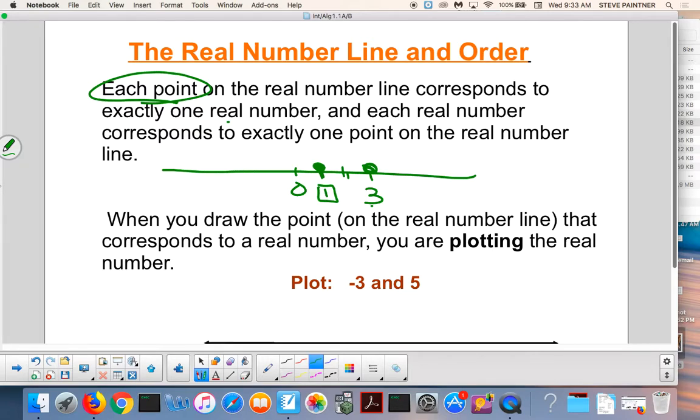Now, when you draw the point on a real number line that corresponds to a real number, you are doing what? Plotting. Your book's going to say plot the point. Well, plotting just means plot. Put some intervals down and show me what you're going to do.